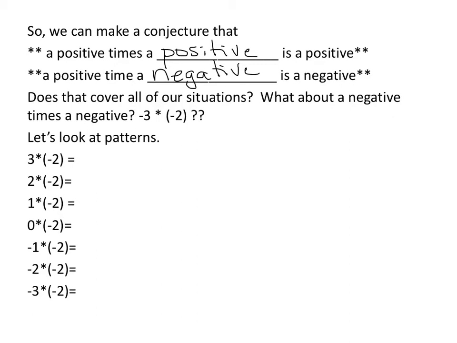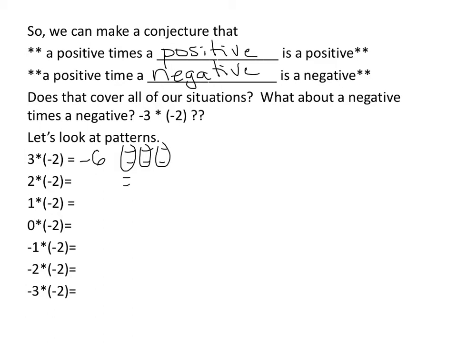But does that cover all of our situations? What about a negative times a negative? So for example, negative 3 times negative 2. Let's take a look at another set of patterns. So we know that 3 times negative 2 is negative 6, because we had negative 2 3 times. Okay?